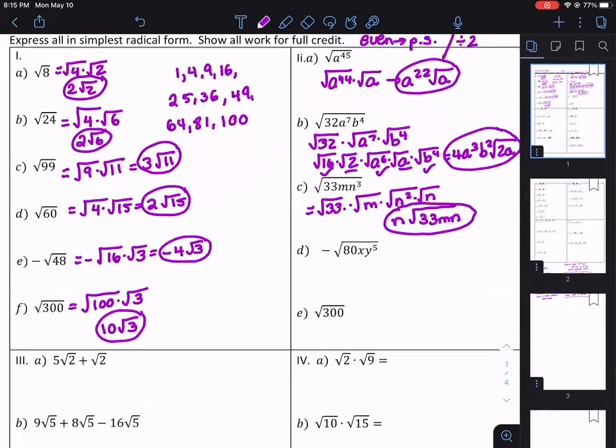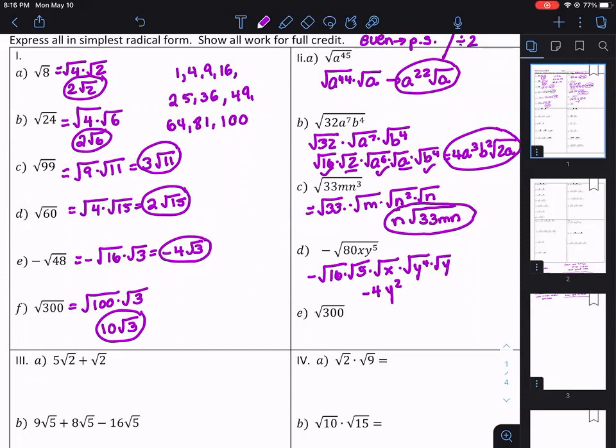For the next one, 80, and again, here comes that repetition. We're going to have 16 and 5. So this is what I mean by saving yourself time. For the square root of x, that's going to stay, and then y to the 5 would become y to the 4 and y. All of your perfect squares, 16, x to the first will not simplify, y to the fourth will, it would become y squared.